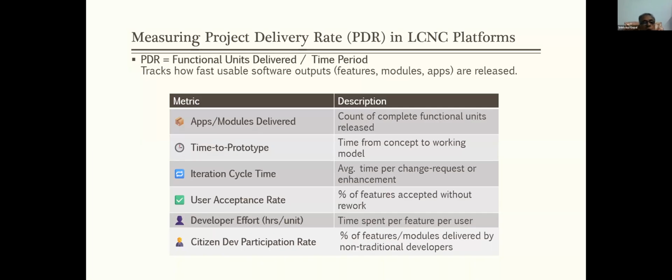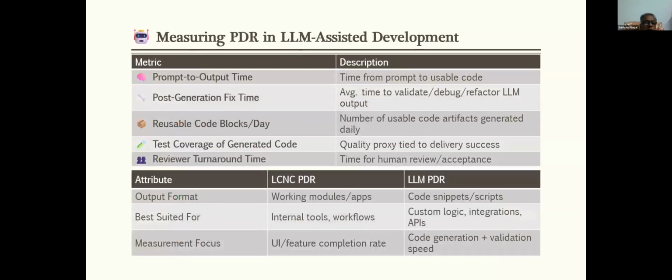So in which case, your project delivery rate, what we typically measure as the inverse of function points by effort, has to be adapted to applications configured using the LCNC platforms. Like apps per module reports, time to prototype, iteration time cycle, user acceptance rate. So these are the common metrics that I've listed.